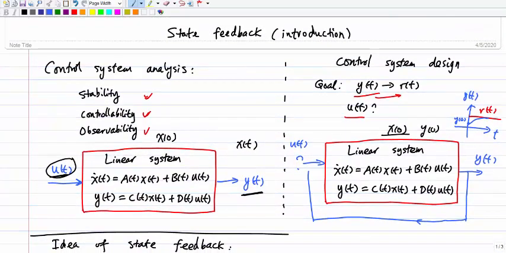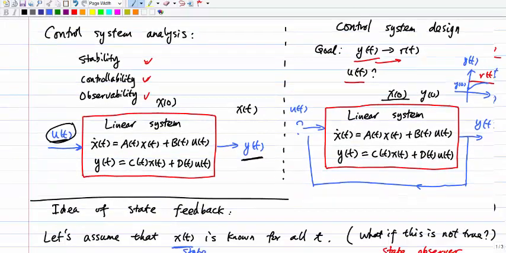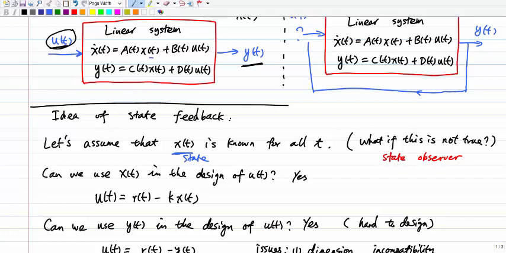So now what's the basic idea of a state feedback? We talk about state. What is a state feedback? The idea of state feedback is as follows. Of course, we assume here that my x(t), which is the state, is known for all time t. For different times we know the state x(t).